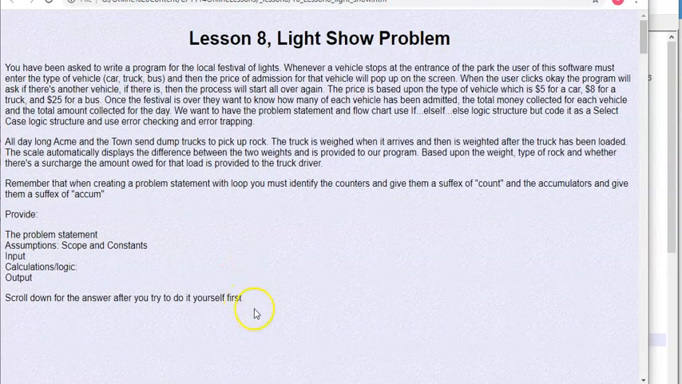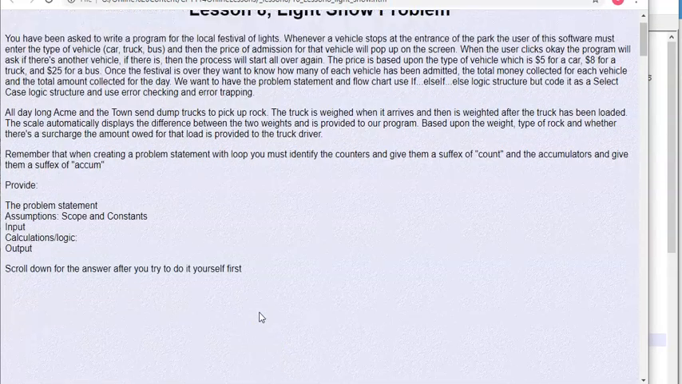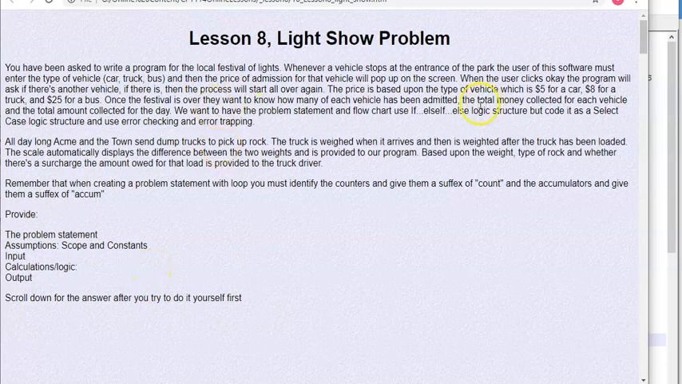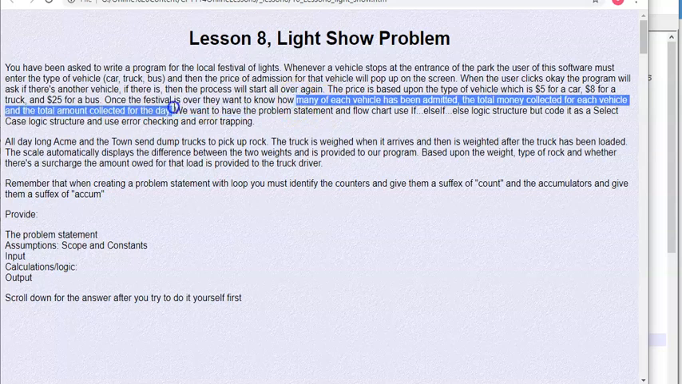Okay, we are doing the light show problem, and you can see that as cars go in, we need to know how much to charge for those cars. 5 for a car, 8 for a truck, 25 for a bus, and at the end, they want to see some information. So let's see. Once the festival is over, which is the end of the day, they want to know this information.